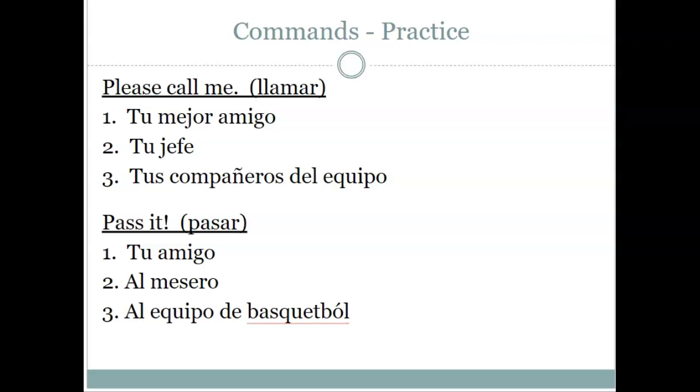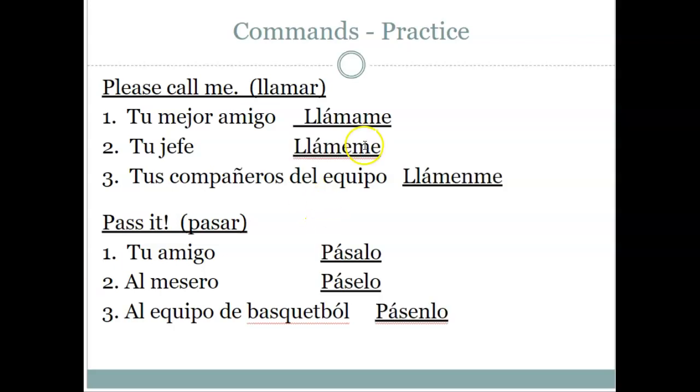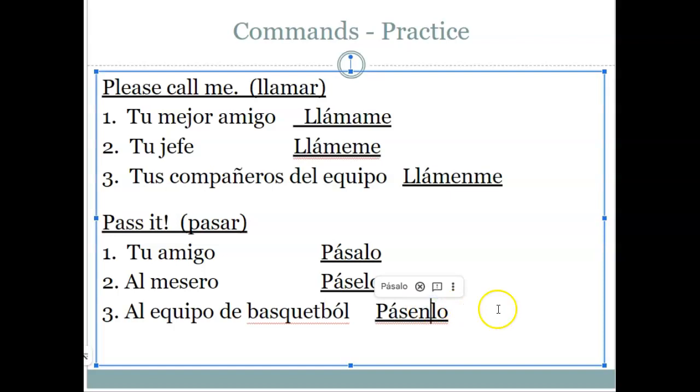If you're asking somebody to call you, if it's your best friend, llámame. If it's your boss, llámeme. And if it's your compañeros del equipo, your teammates, you say llámenme. And if it is your friend, you're asking them to pass it to you, pásalo. The waiter, páselo, the difference. And then to your whole basketball team, pásenlo.